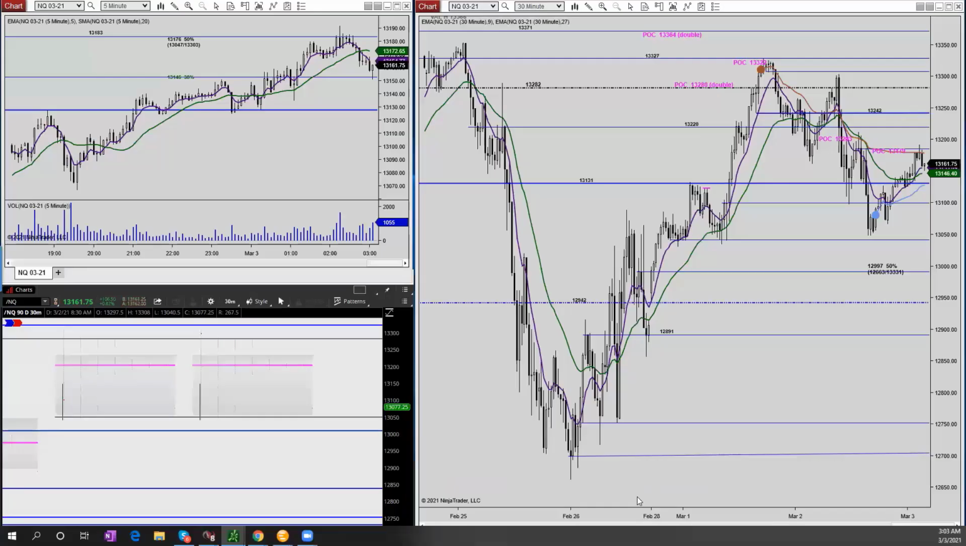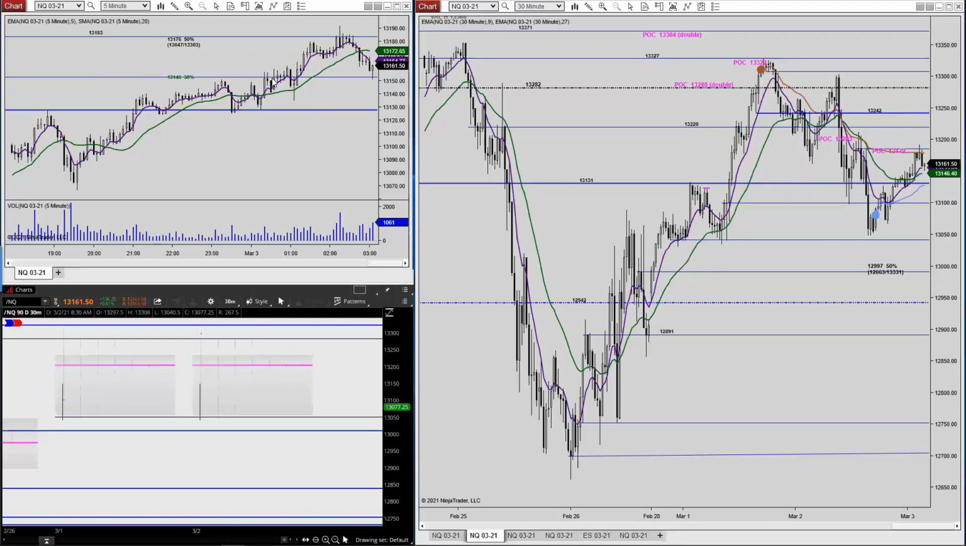And here we are. Still have the profile here. It just makes it a little bit easier if I can just have the 5-minute and the 30-minute at the same time. As you can see here, we actually had a pretty good rally off of that, and we made it in here into yesterday's POC, which was 31.79.